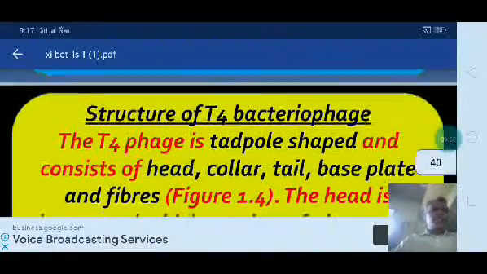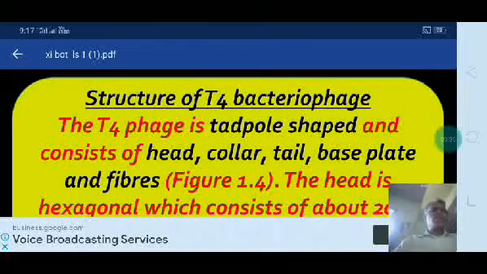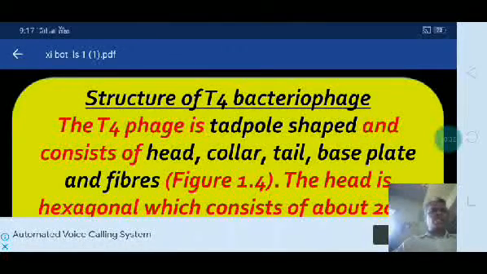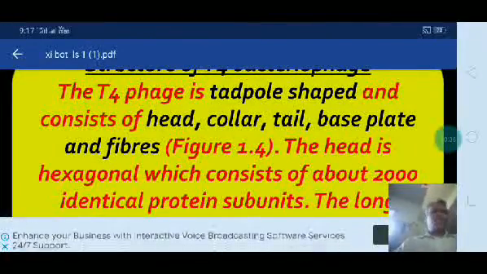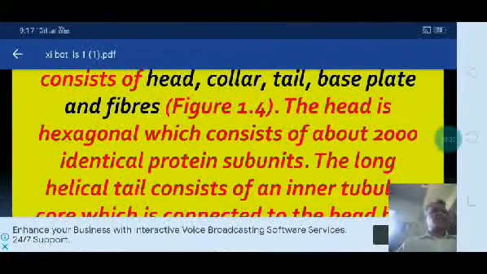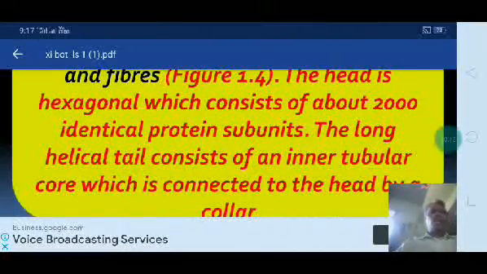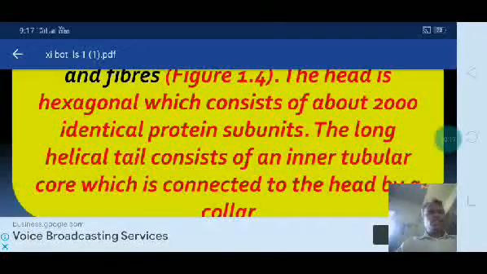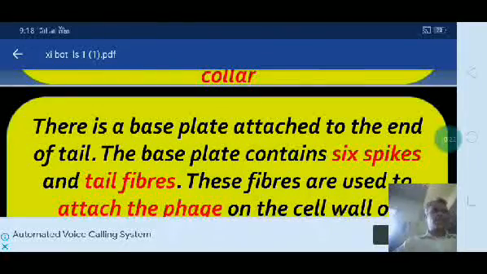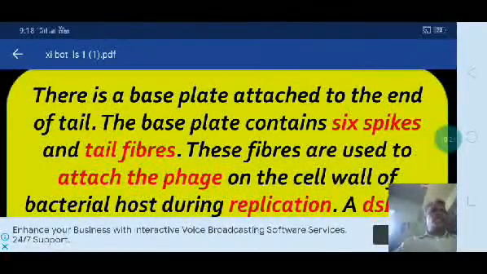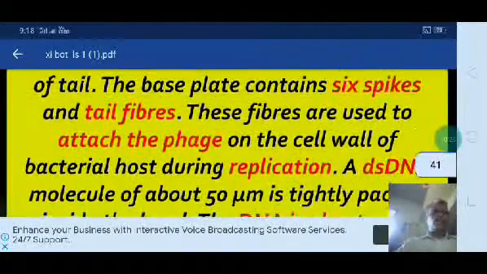Structure of T4 bacteriophage. The T4 phage is tadpole shaped and consists of head, collar, tail, base plate and fibers. The head is hexagonal and consists of about 2000 identical protein subunits. The long helical tail consists of an inner tubular core which is connected to the head by a collar region. There is a base plate attached to the end of the tail. The base plate contains 6 spikes and tail fibers.